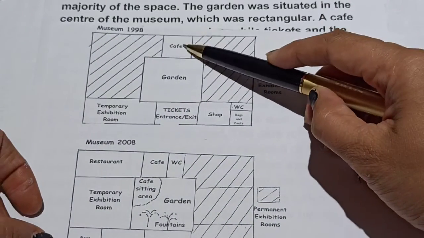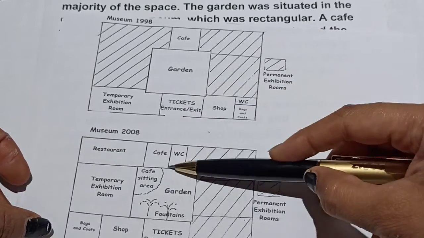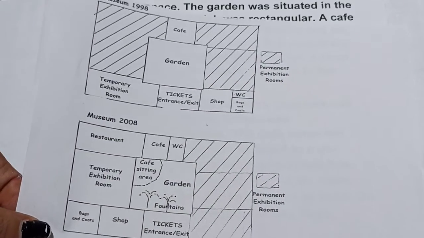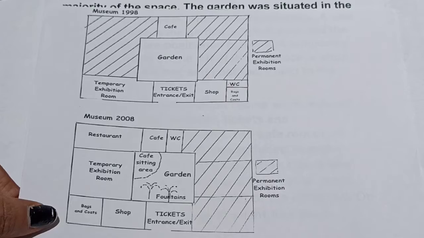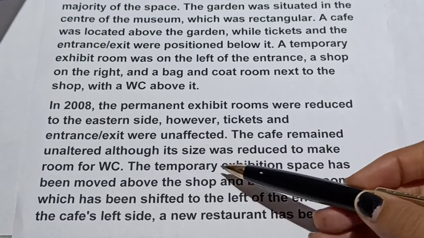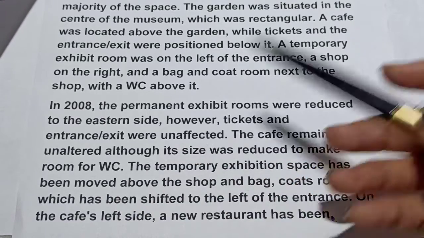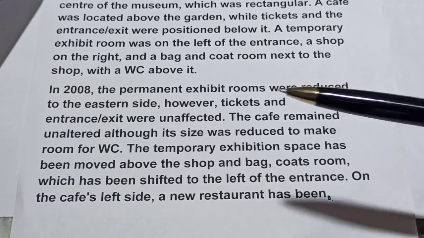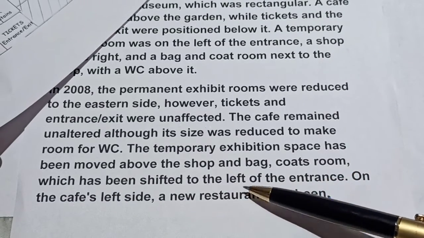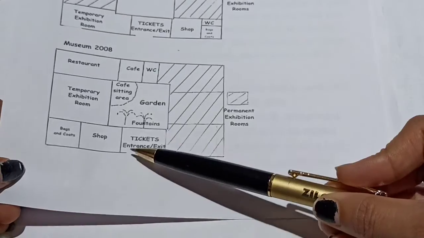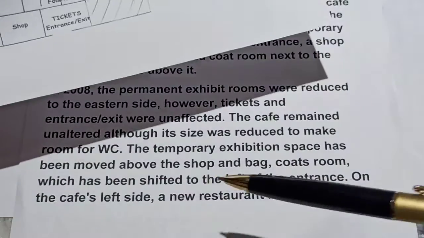So its size was reduced because there had to be the construction of a WC. The temporary exhibition space has been moved above the shop and bag coat room, which has been shifted to the left of the entrance. Now it has been shifted to the left of the entrance.